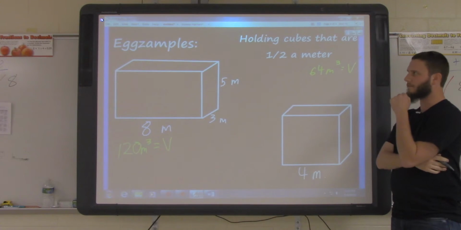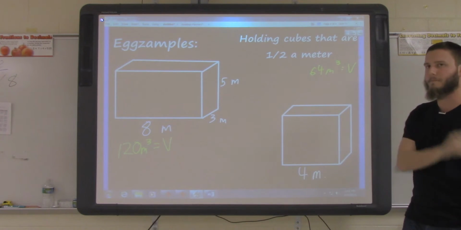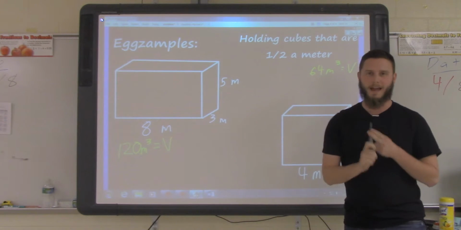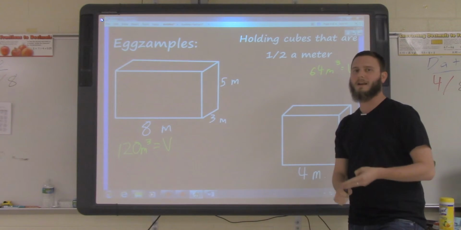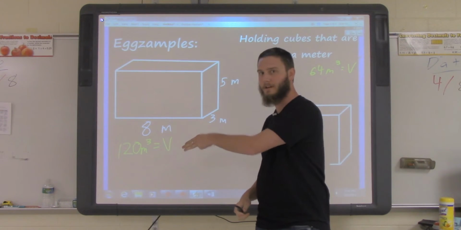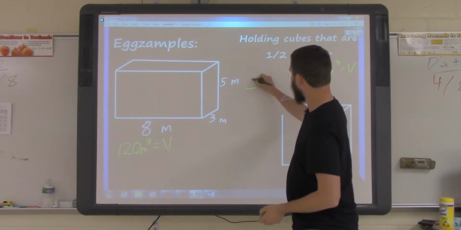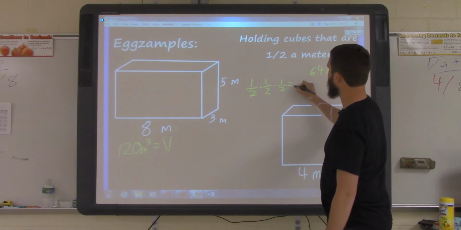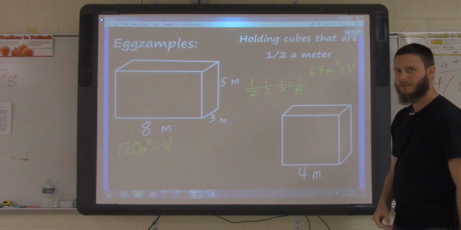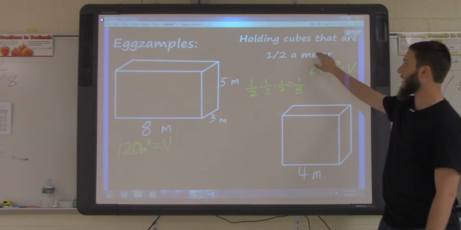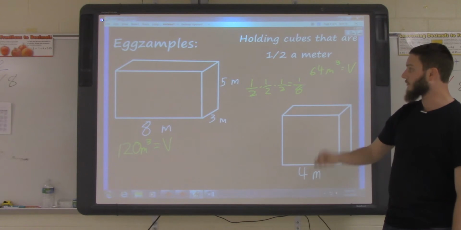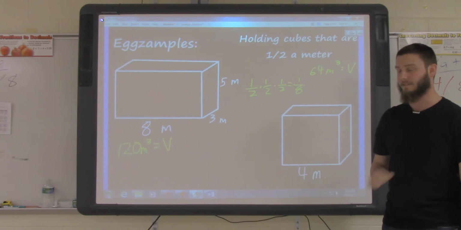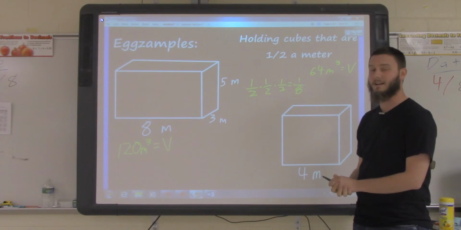Now we have to find the volume of a cube that is only half a meter on either side. So we're going to take 1/2, multiply it by 1/2 again, and then multiply that by 1/2 again. Half of half of half. If you work all this out, you should come out to 1/8. The volume of a cube that is half a meter on either side is 1/8 of a cubic meter. That's how many cubic meters can fit inside of that sort of cube.